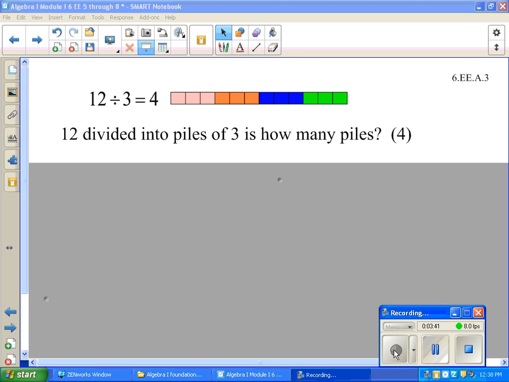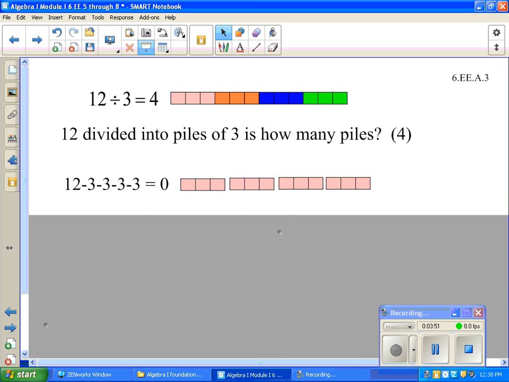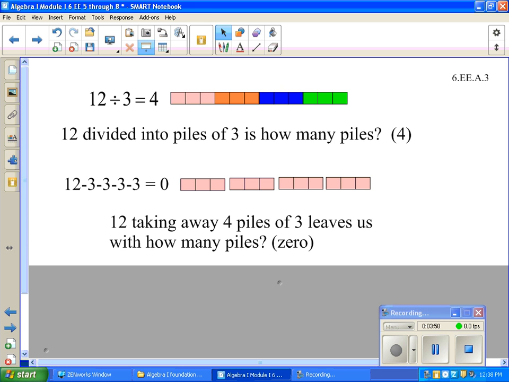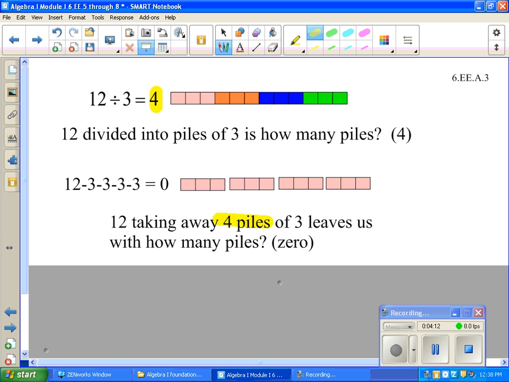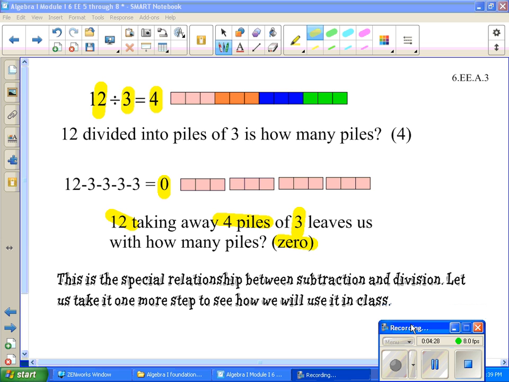Now, what I want you to know is that when we're taking a look at 12 divided by 3 equals 4, we have four piles. 12 divided into piles of 3 is four piles. And 12 minus 3 minus 3 minus 3 minus 3 is 12, taking away 4 piles of 3 leaves us with how many piles? 0. So let's take a look. I'm taking away 4 piles of 3. I started with 12. Leaves us with no piles left. So we have a complete answer. This is the special relationship between subtraction and division.